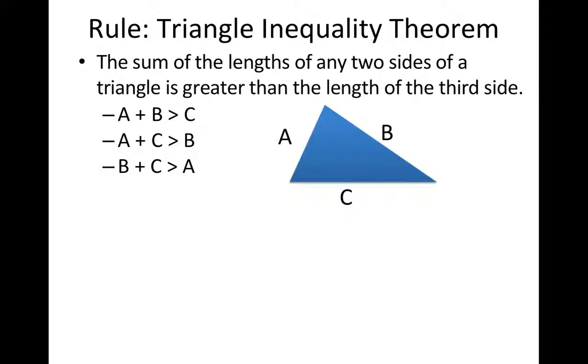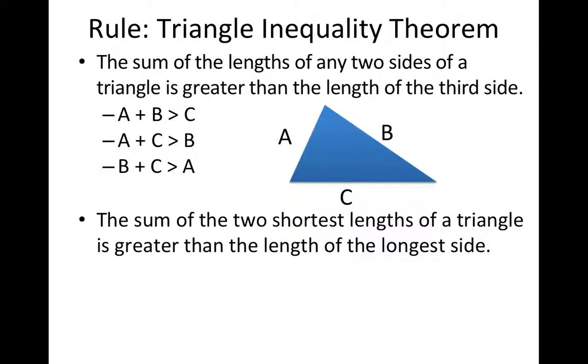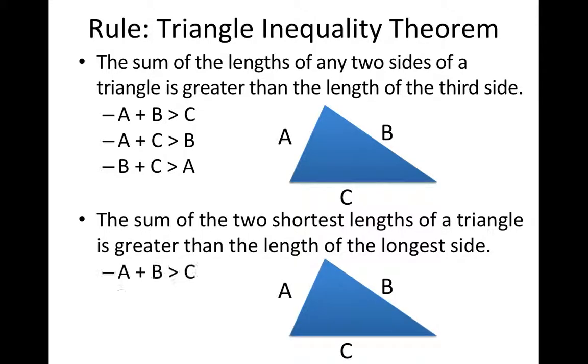If you think about it though, there's an easier way to state all this, which is that I know that by definition the longest side is going to be bigger than any other side by itself. So if the other two sides aren't going to be long enough, then I could restate this as the sum of the two shortest lengths of a triangle has to be greater than the length of the longest side. So in this case C is my longest side, so A plus B has to be bigger than C, and the other two I don't have to worry about, because I know if A plus B is bigger than C and C is my biggest side, then by definition the other two statements are going to be true.